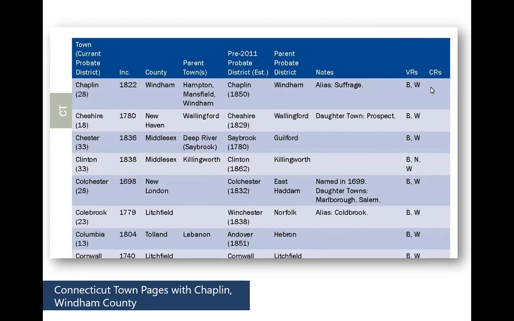And on the far right-hand side, we see that vital records exist in the Barber collection, which is represented by the B, and in an American database represented by the W. And halfway down the page, you will also see the letter N. This means that vital records are at American Ancestors as a manuscript.